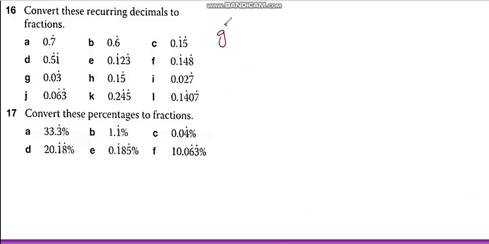Now we will do G part. In G part, we are given 0.03 with 3 repeated. So please remember that first of all, we need to suppose that x equals 0.0333. In these types of questions, please remember to first try to bring the decimal point just before the non-zero digit. To bring it just before the non-zero digit, we need to multiply both sides by 10.